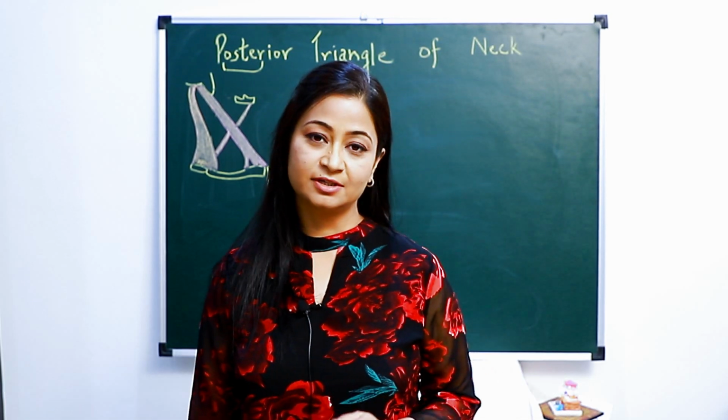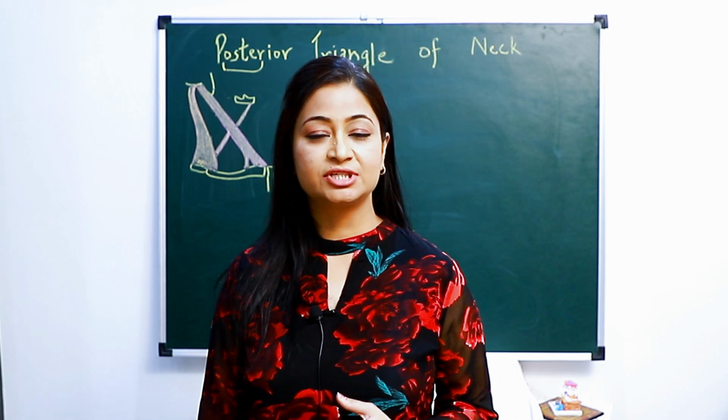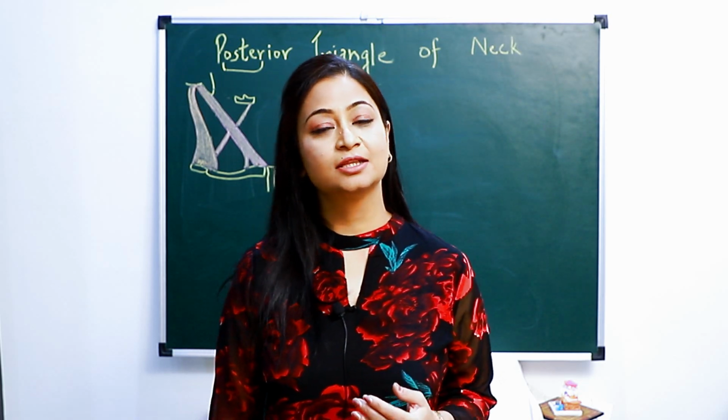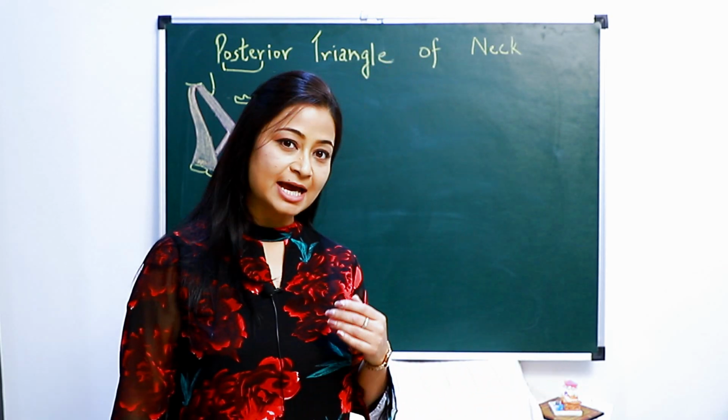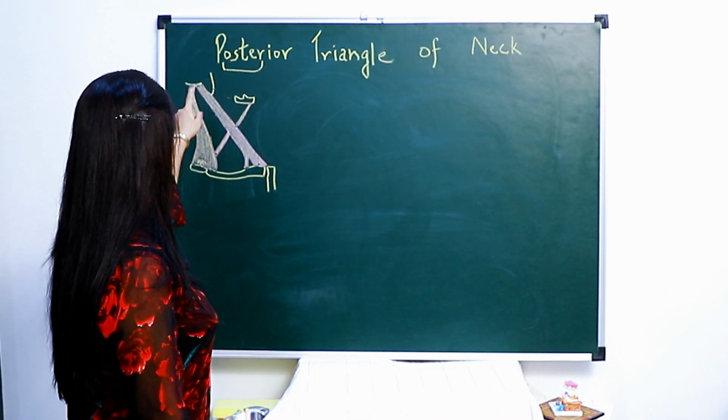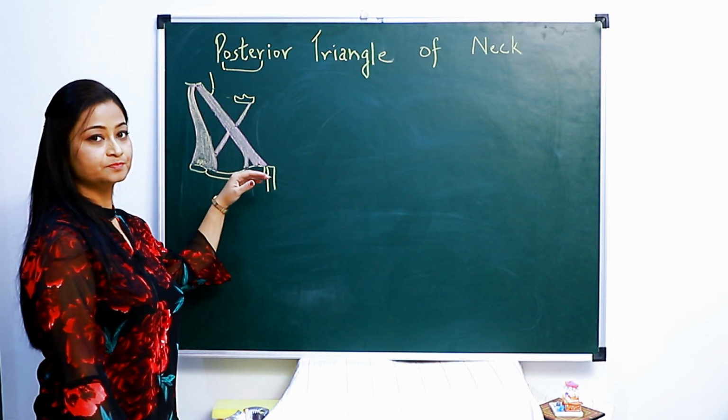So first things first, the region where the posterior triangle lies is the posterior part of the side of the neck. Okay, so let's have a view at the bones forming in this region.